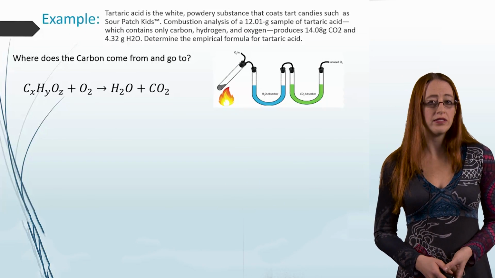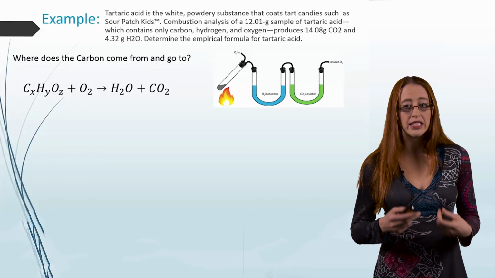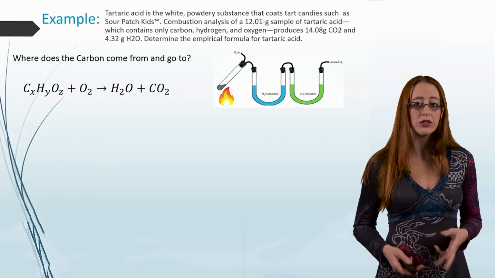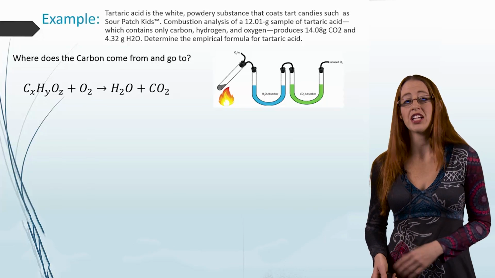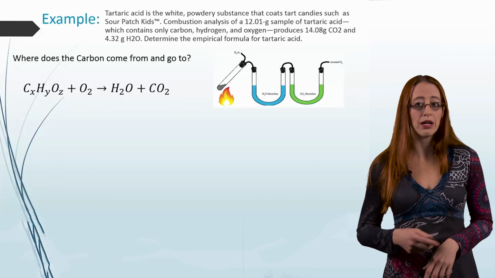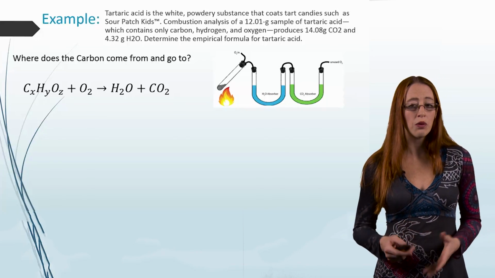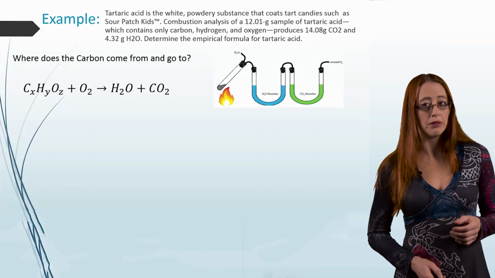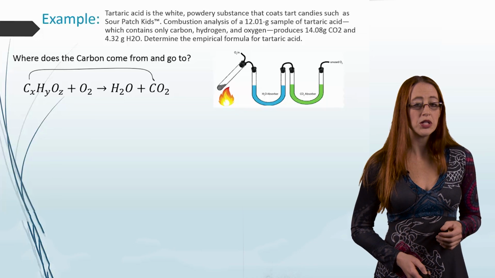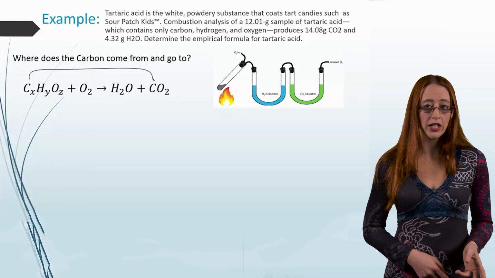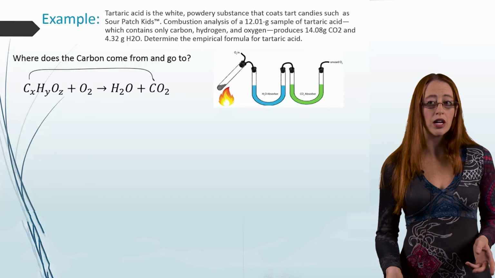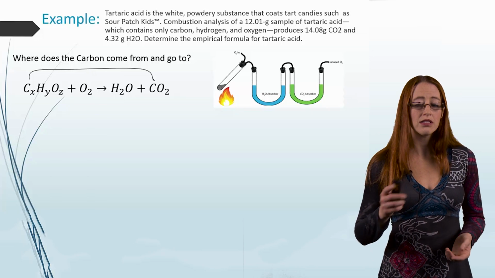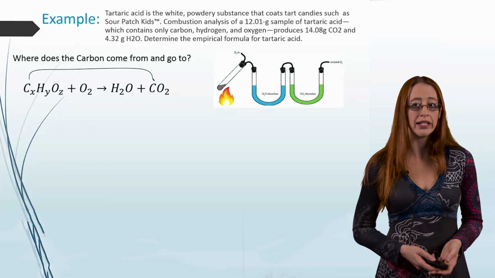So our goal for all of these is going to be to get to moles. We need to get to our moles of carbon, our moles of hydrogen, and our moles of oxygen. That doesn't change from when we were doing molecular formula problems in other lectures. How we get there now gets a little bit more complicated. Let's start with our carbons. So we know that all of our carbons are from our hydrocarbon and that they go to our carbon dioxide. So now let's look in the problem and see what we know about carbon dioxide.